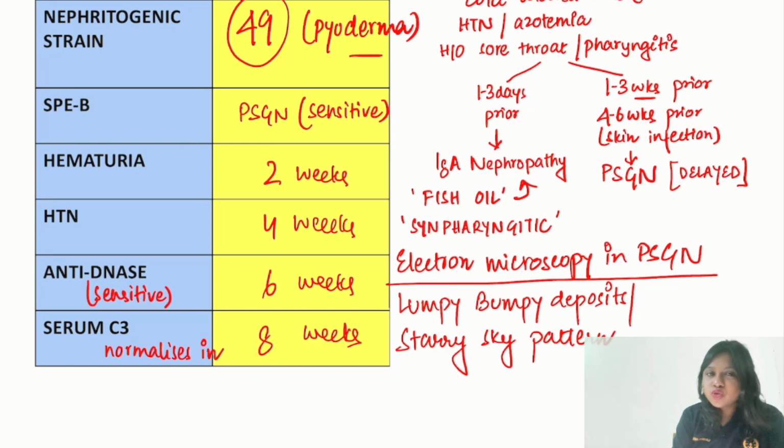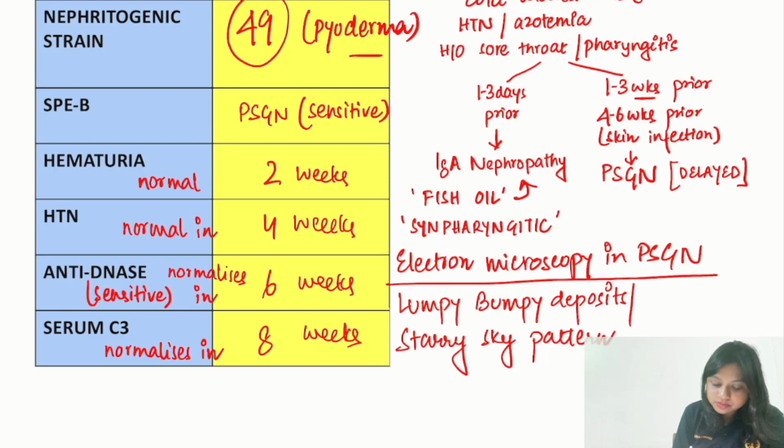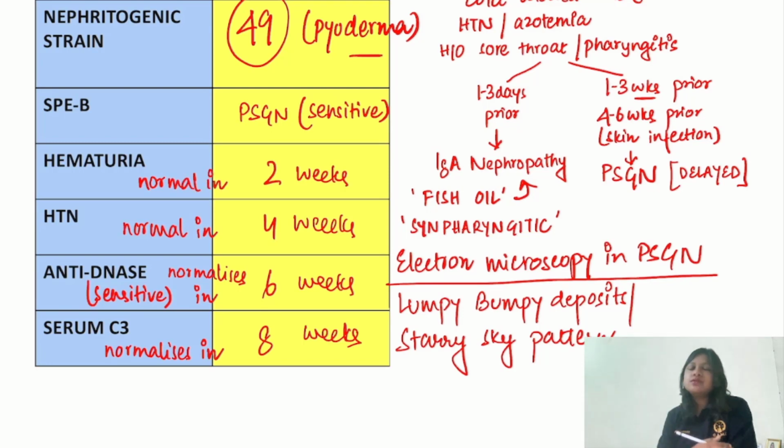So you don't know when anti-DNase normalizes. So anti-DNase normalizes in 6 weeks. Hypertension normalizes or becomes normal in 4 weeks and hematuria disappears in 2 weeks time. So you remember 2, 4, 6 weeks, 2, 4, 6 and 8. You already know 8 is linked with serum C3. You need to remember only hematuria, hypertension, anti-DNase, right?